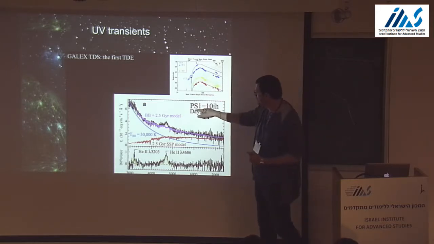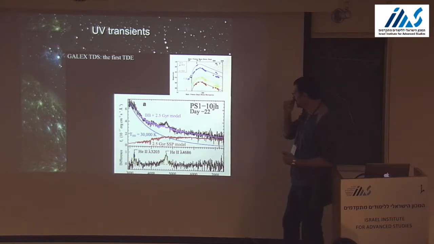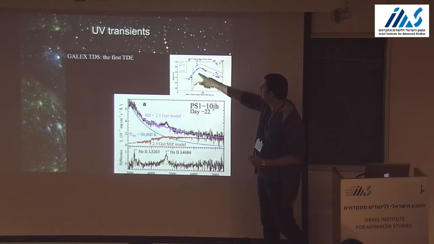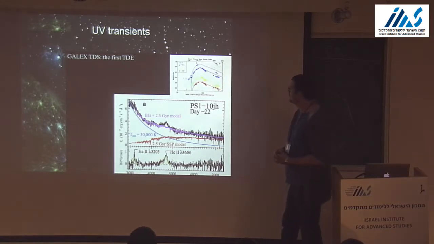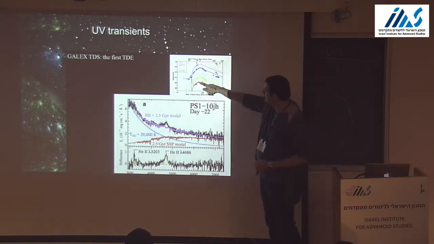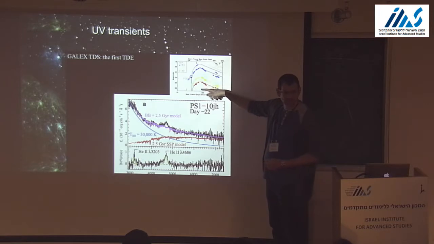It has a Pan-STARRS name because it was actually picked up in the optical, but there are important observations in the UV. So these are the optical light curves. This is the UV. And the two points that Suvi made at the time was that it brightens up slowly, declines weakly. It doesn't change its color and temperature.